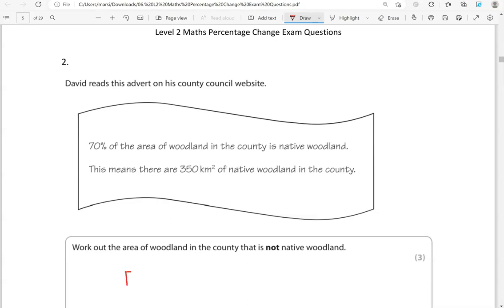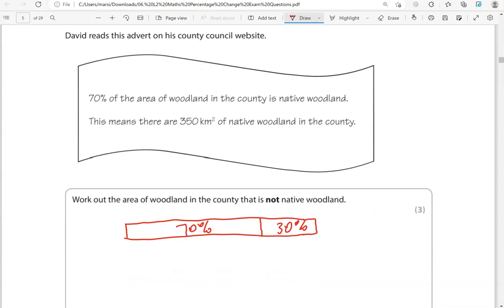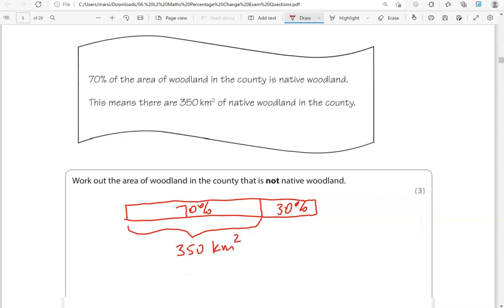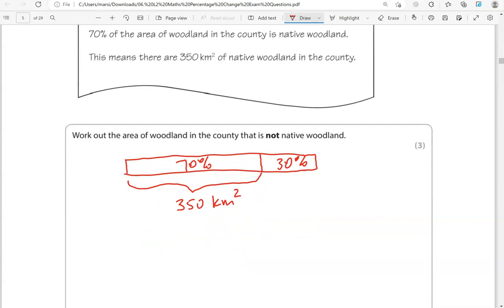So if we think of the whole area of woodland being represented here, that's the 100% of the area. And then we have 70% and 30%. So 70% is native woodland and 30% is non-native. So the 70% is equal to 350 kilometers squared. We don't know what 30% is equal to. So what we're going to do is use 350 to work out what is 10%. And then we can multiply it by 3 to get 30%.